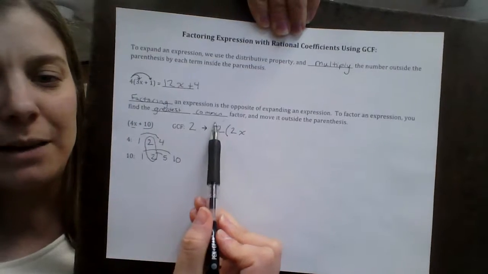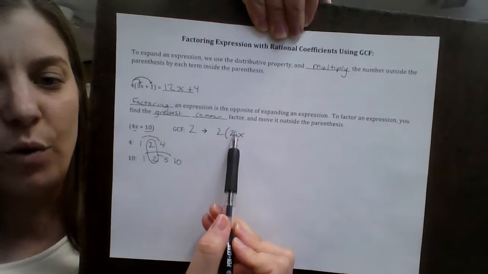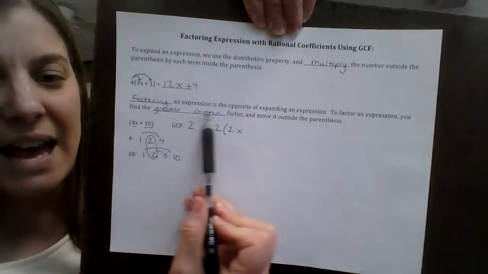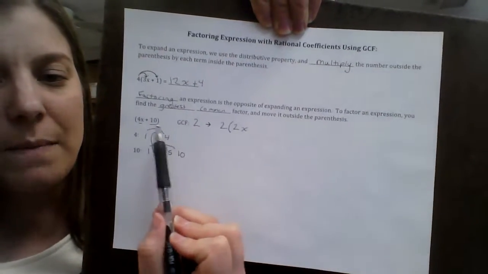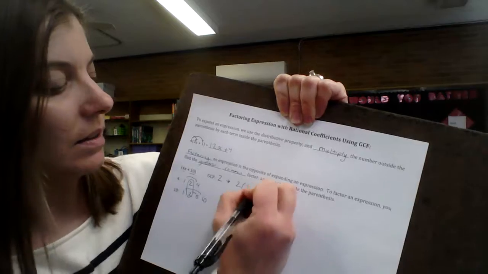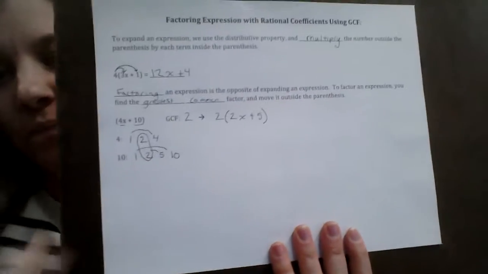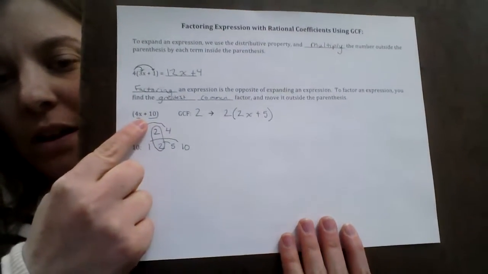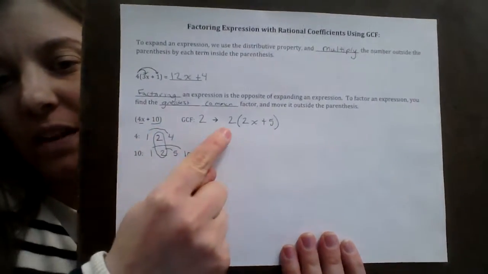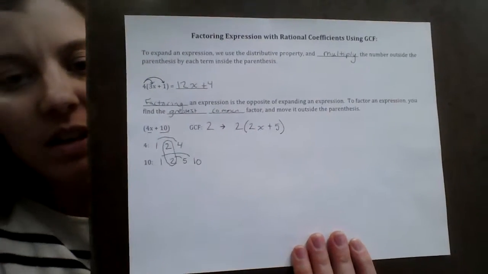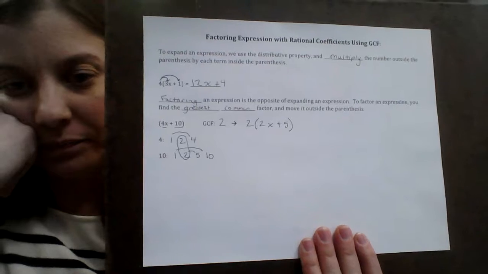Because if we were to do Spider-Man with this, 2 times 2 is 4, you'd have your x. So there would be the 4x. Now 10, if I have 2, how do I make positive 10? Well, that's plus 5. So 4x plus 10 right here, if you factor that, you would get that right there. So you factored the expression.